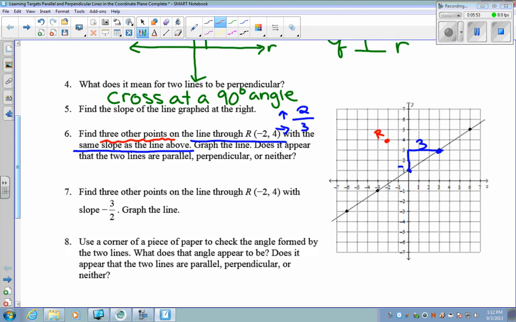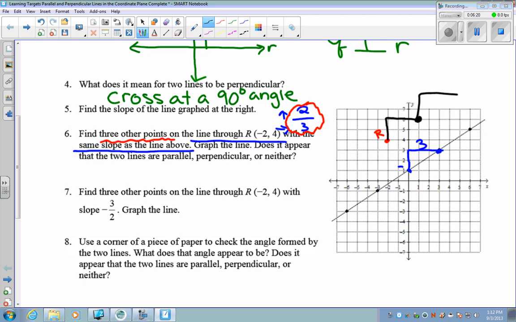Okay, now the directions are saying find 3 other points so that they're on the same line and they have the same slope. So what that's telling us is I'm going to use this slope 2/3 in order to find other points. So I'm going to start at R, and I'm going to go up 2 over 3. 1, 2, 3. I'm going to put a point. Now, if I keep going up 2 and over 3 to the right, you notice I'm going to run off the graph.